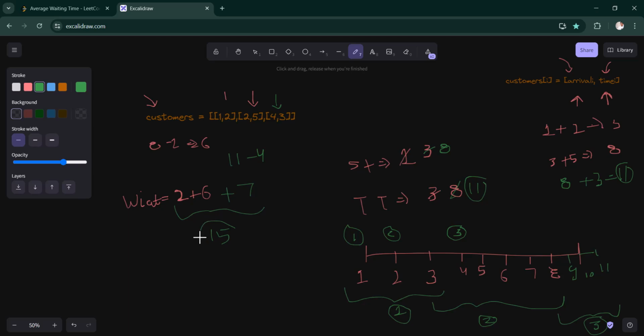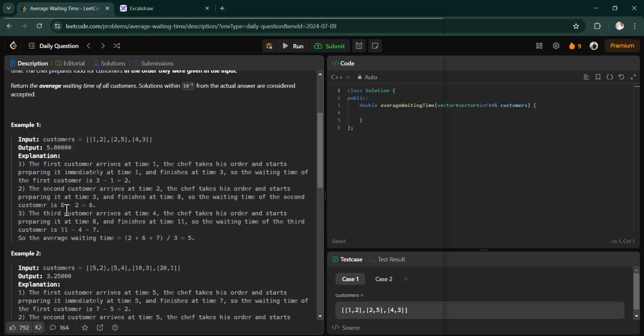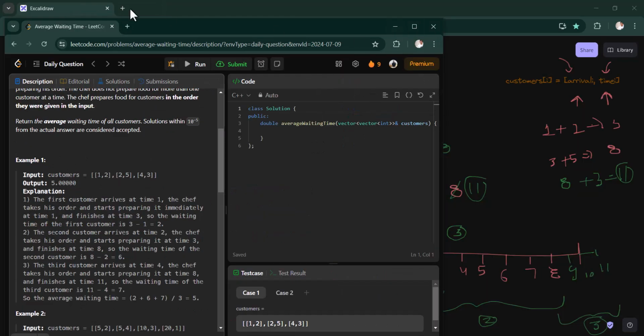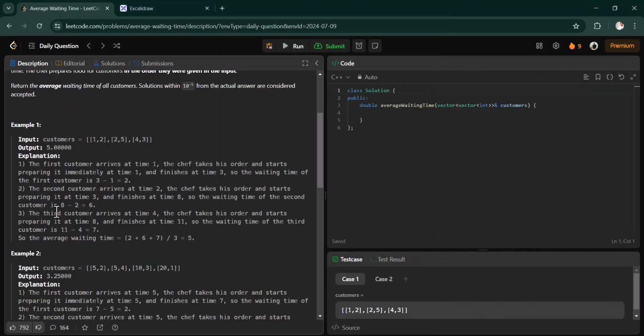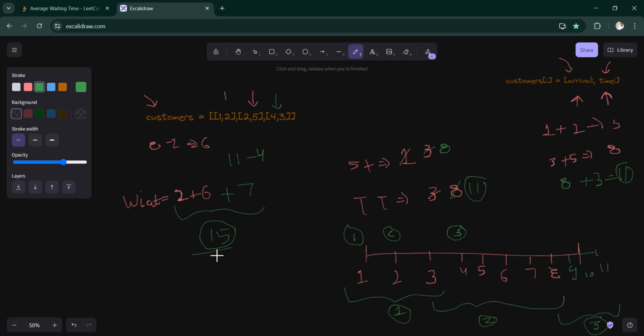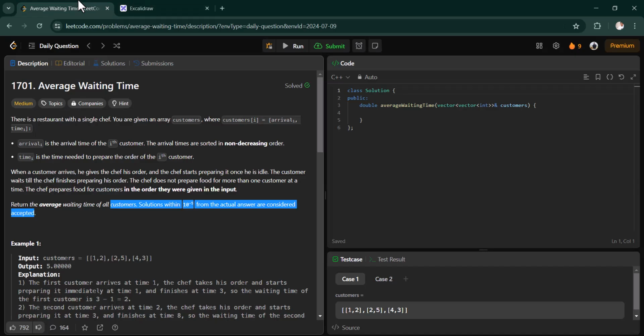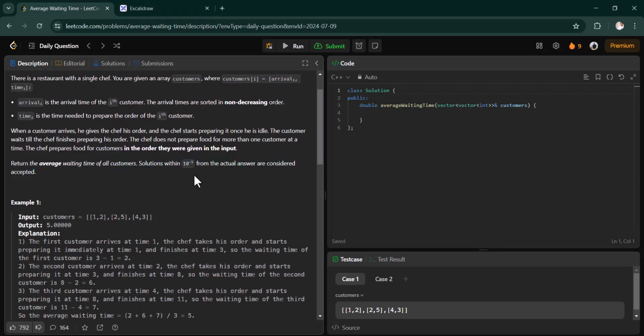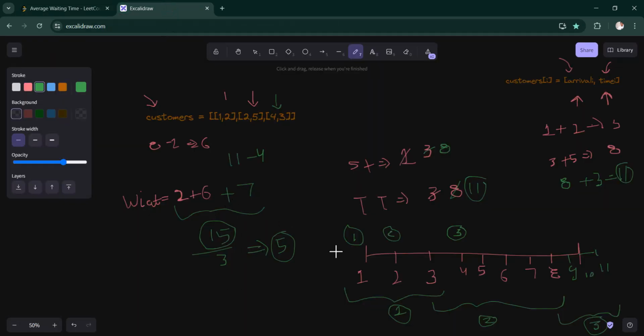Now this was the total waiting time, we have to find the average waiting time. How many total customers were there? 3 customers were there, so the average waiting time is 5 units. So this is the answer, and we have to return the solution within 10 to the power minus 5, up to 5 decimal places. So this is for the first case.